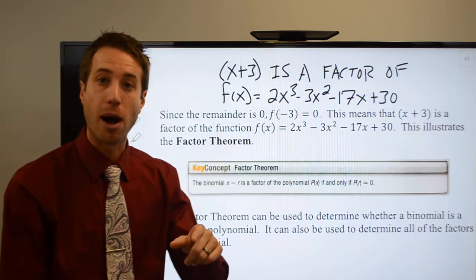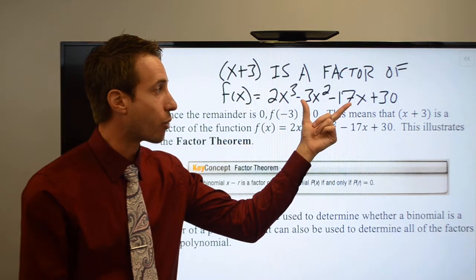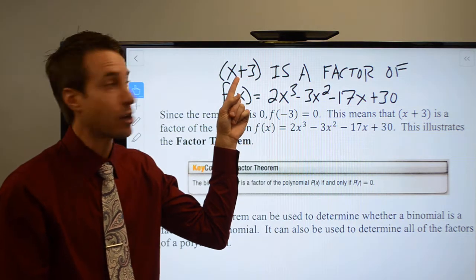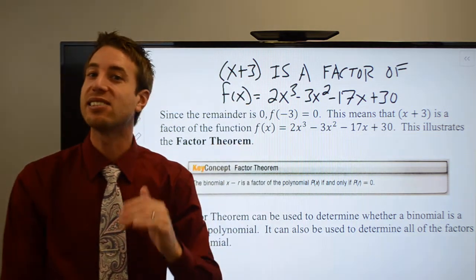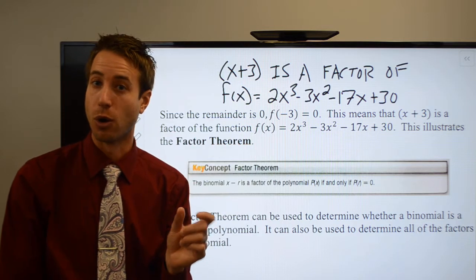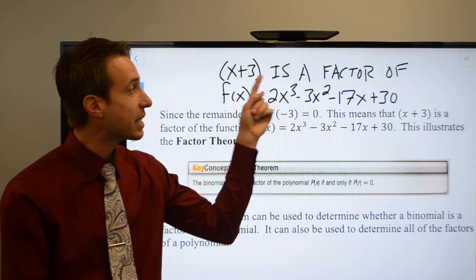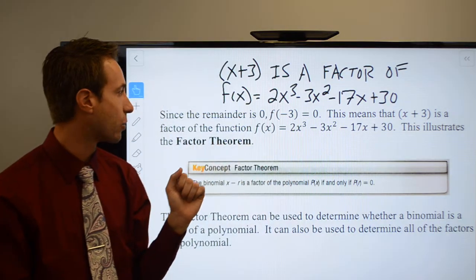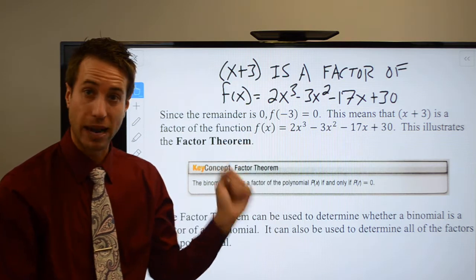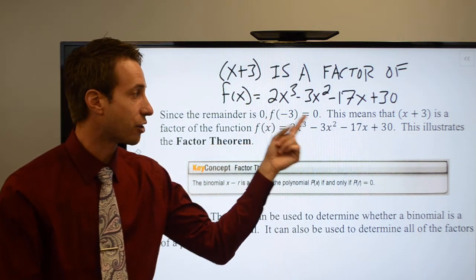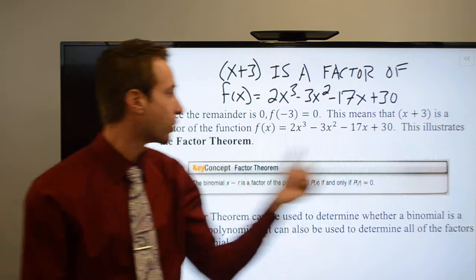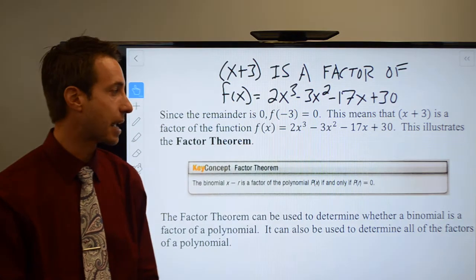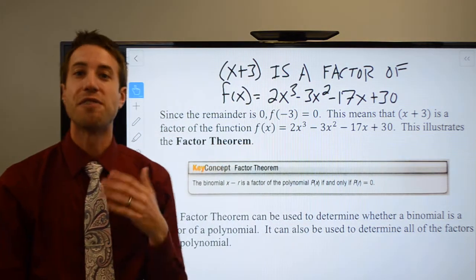We just did a problem where I took this polynomial and did synthetic division by this binomial, x plus 3. And when I did the synthetic division, I got a remainder of 0, which tells me x plus 3 is a factor of this polynomial, which is exactly what I explained to you right here. Since the remainder is 0, if I were to plug a negative 3 into the function, it equals 0. This means x plus 3 is a factor of the polynomial that I gave you in the previous example problem.